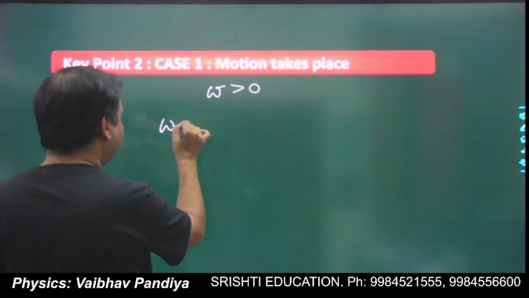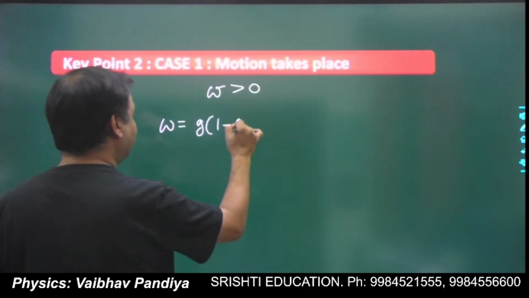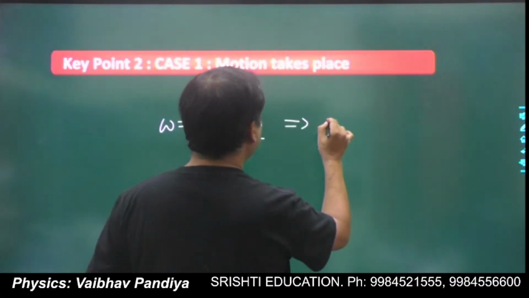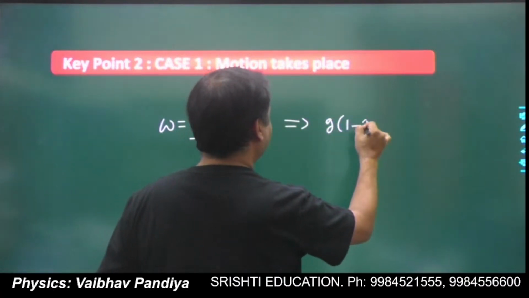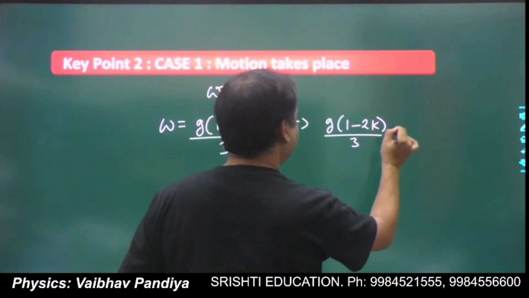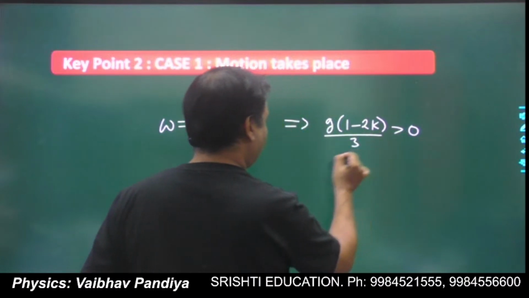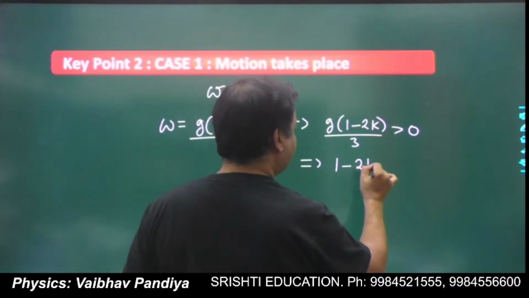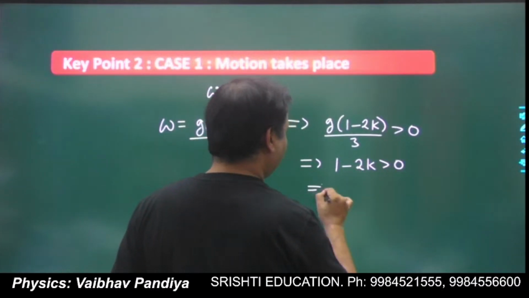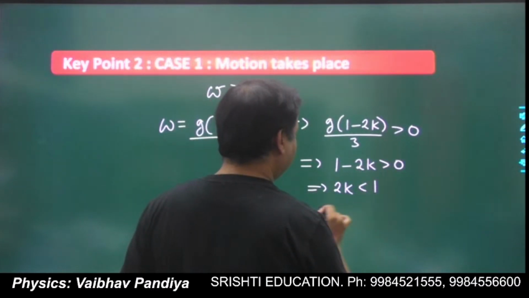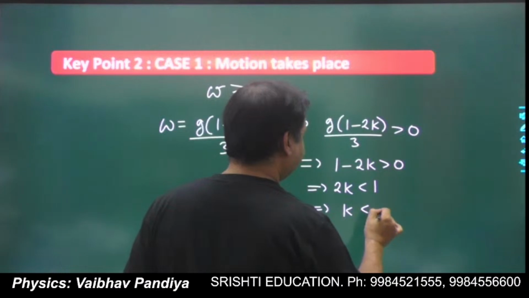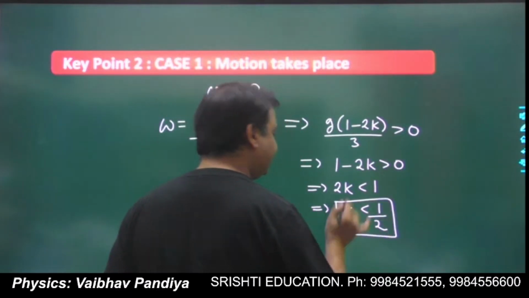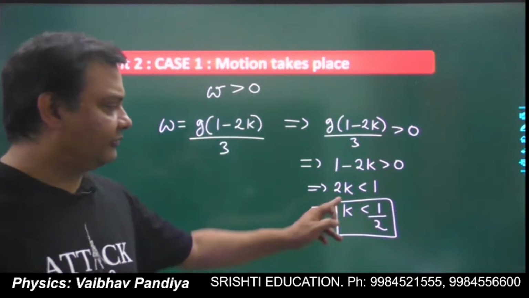We will have the value of W as greater than 0. And W came to be g (1 minus 2k) divided by 3. So if motion is happening, I will get g (1 minus 2k) divided by 3 as greater than 0. So you can apply the basic rules of inequality. So 1 minus 2k will be greater than 0. So we'll get 2k is less than 1. So we'll get k is what? Less than half. So if k has a value less than half, then only the blocks will accelerate.